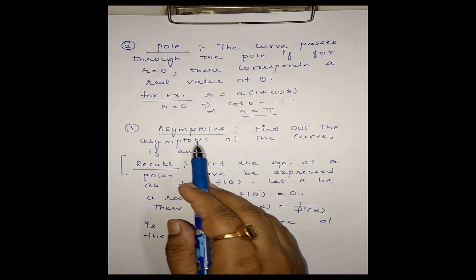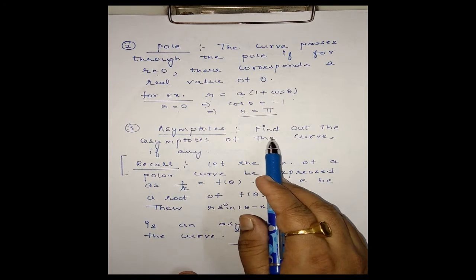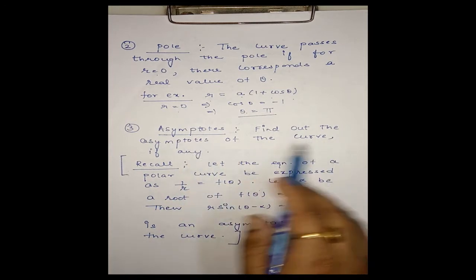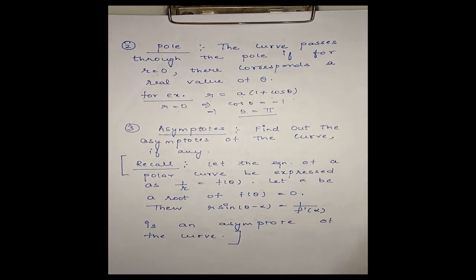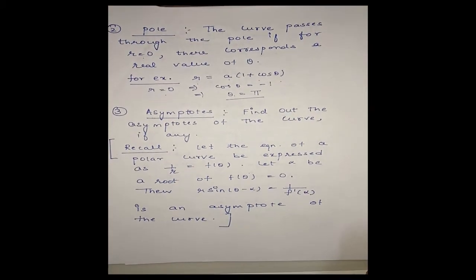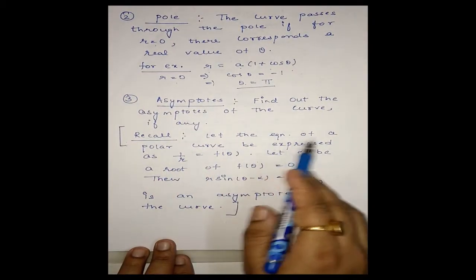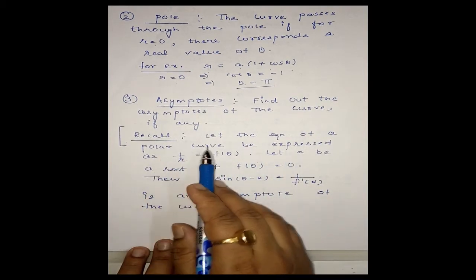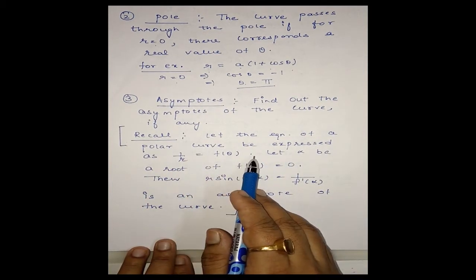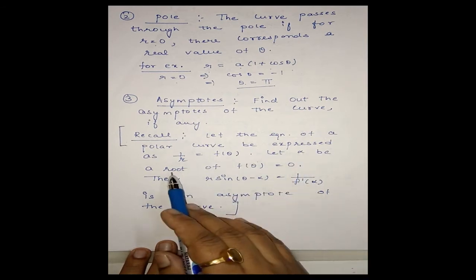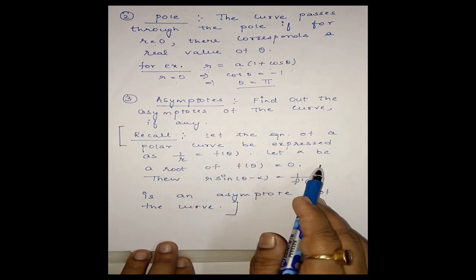Third is asymptotes. Find the asymptotes of the curve, if any. We can recall, we have done these asymptote concepts. Let the equation of the polar curve be expressed as 1 by r is equal to f theta, and alpha is a root of f theta is equal to 0.